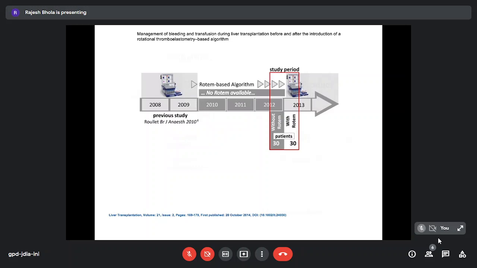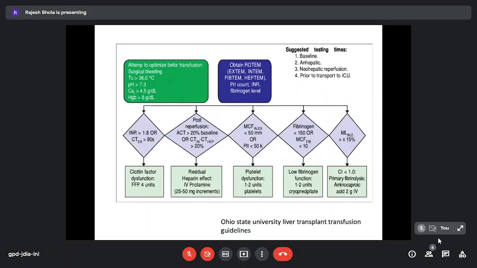In the pre-2010 era, there were a lot of studies which looked into other aspects, but once the ROTEM came into play during 2012-13 and forward, the focus has changed to ROTEM-based transfusion management. And how is this ROTEM-based transfusion management going to help you out?